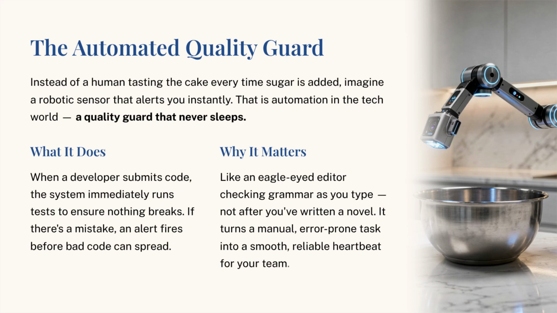When a developer submits a small piece of code, the system immediately runs a series of tests to ensure it doesn't break what the rest of the team already built. If there is a mistake, the system shouts an alert before the bad code can spread. It's like having an eagle-eyed editor check your grammar the moment you type a paragraph, rather than waiting until you have written an entire novel to realize you spelled half the words wrong. It turns a manual, error-prone task into a smooth, reliable heartbeat for your team.